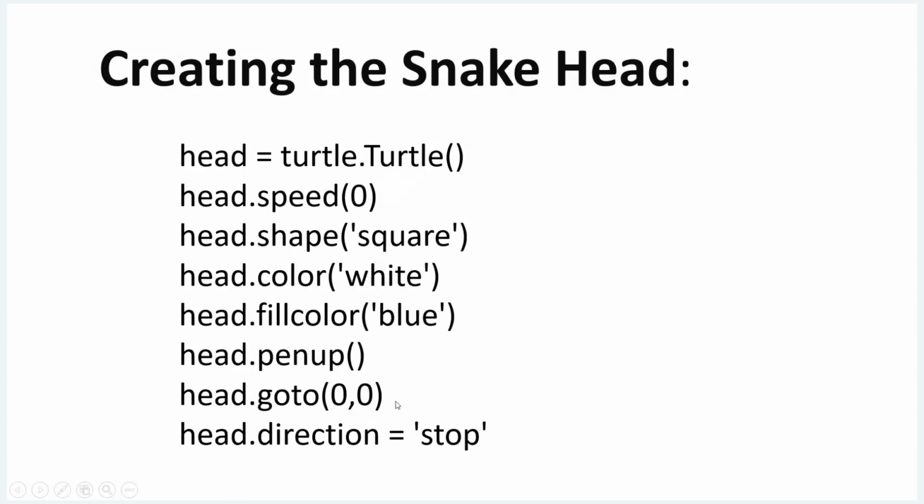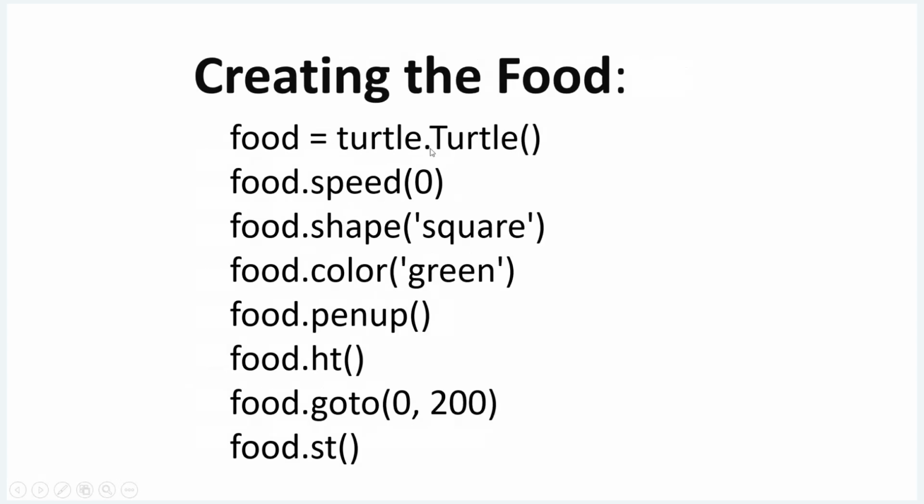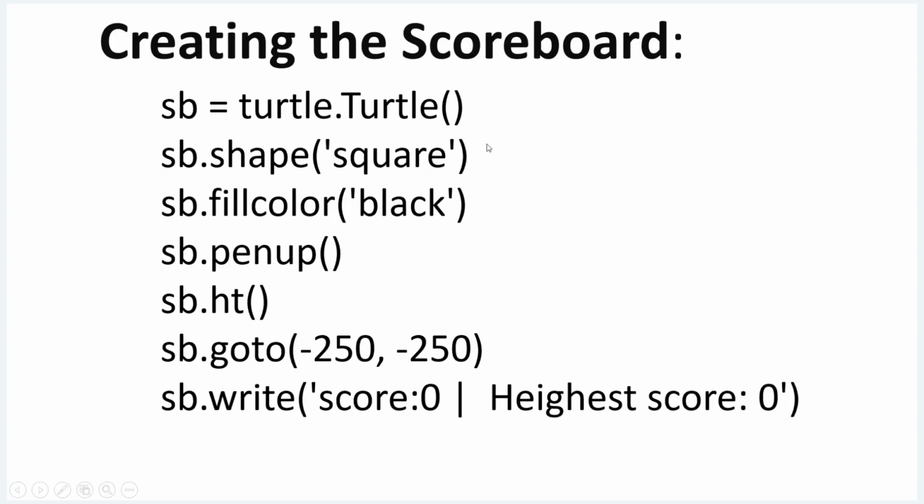And then stop, we are giving. And this is about food, creating the food. In this also we have so many things. This we will discuss when I'm writing the code. Now creating the scoreboard is required, right? And these are the coordinates, which coordinate we have to write the scoreboard.